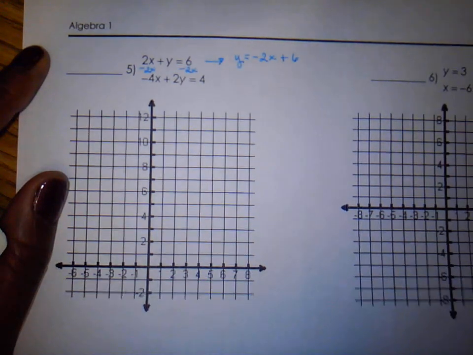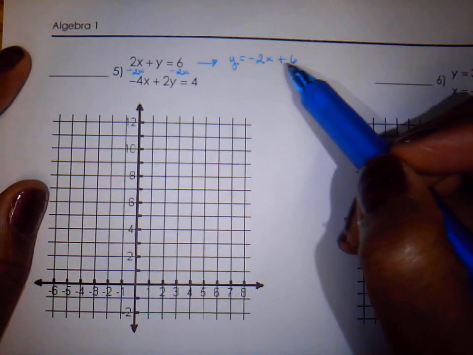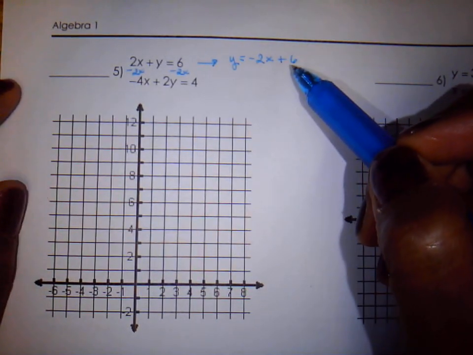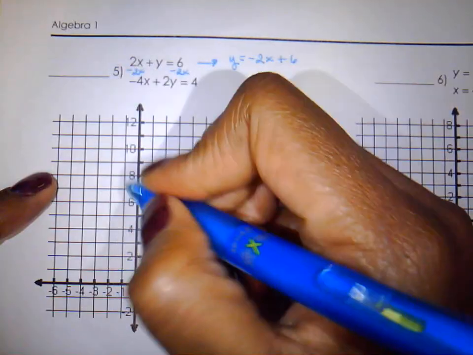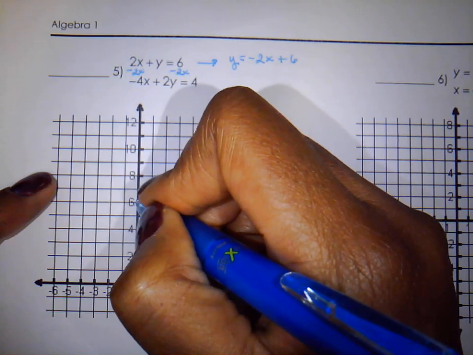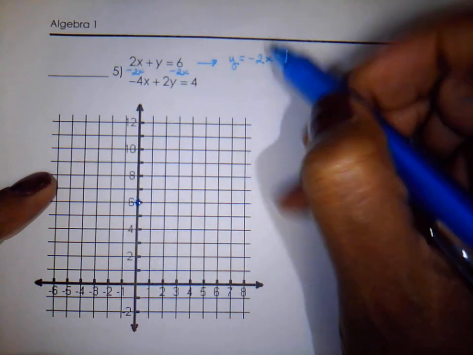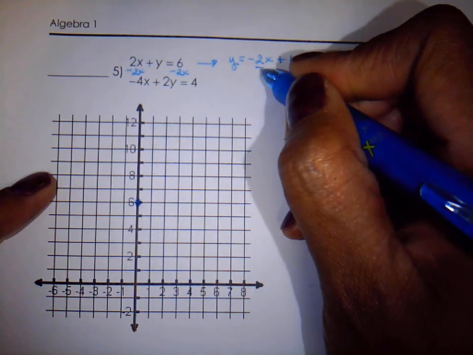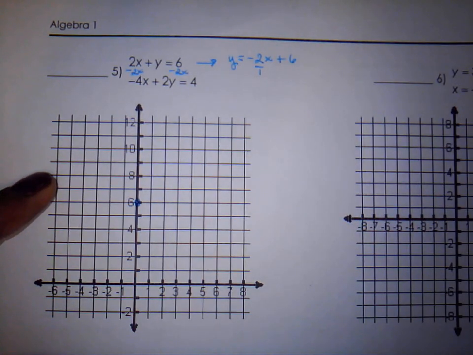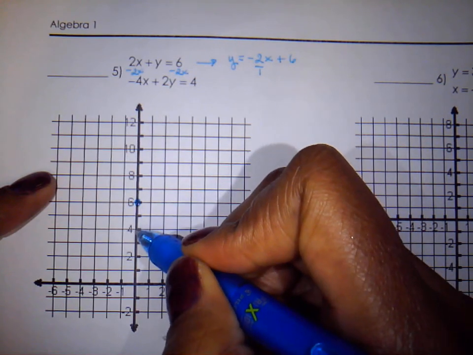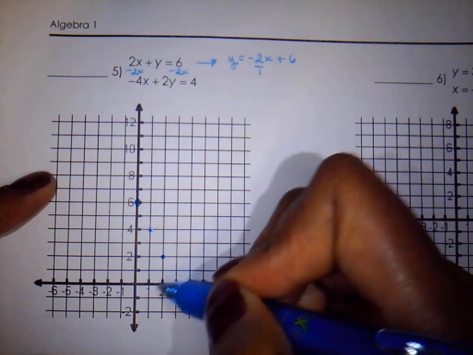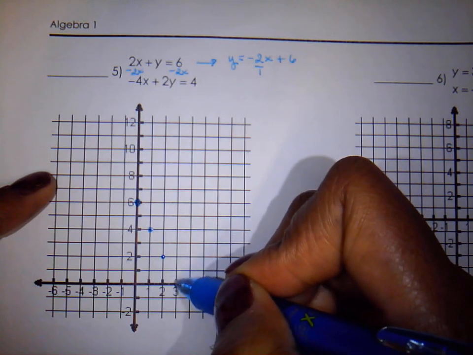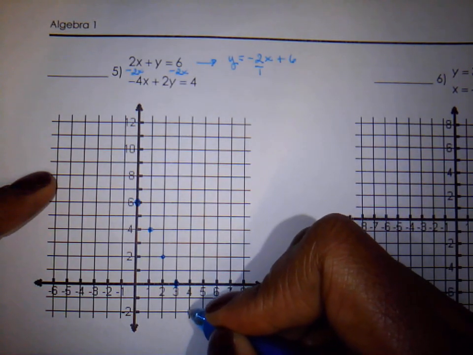So now that I have my full equation, guys, I have the pieces that I need to plot, right? So I simply go to positive 6 on my y-axis and apply my slope. What's my slope? Negative 2 over 1, right? So now I'm going to go down 2 and to the right 1, down 2 to the right.